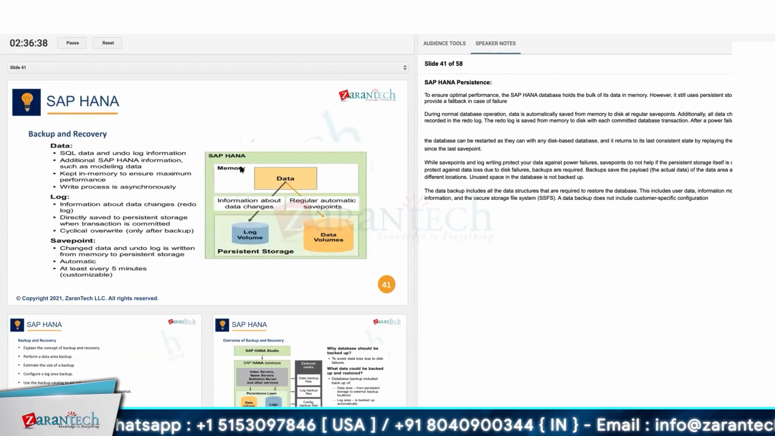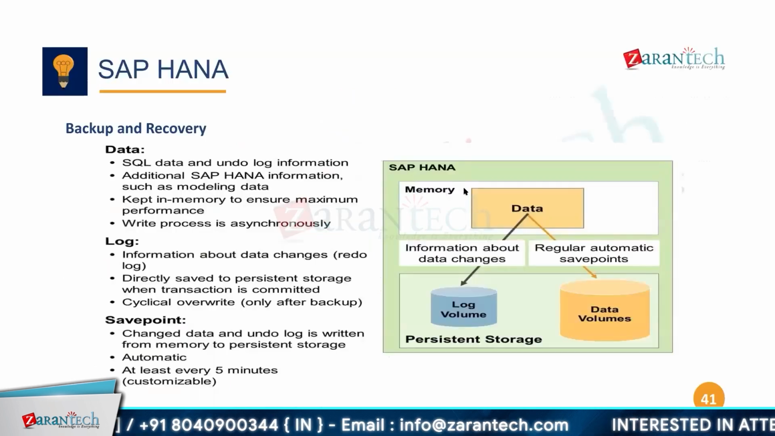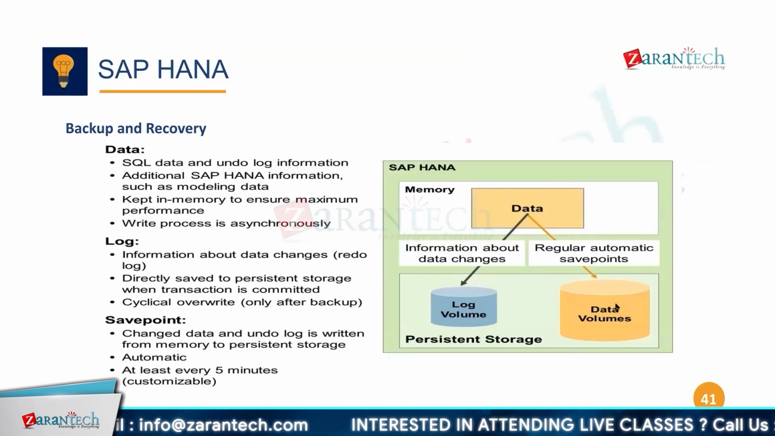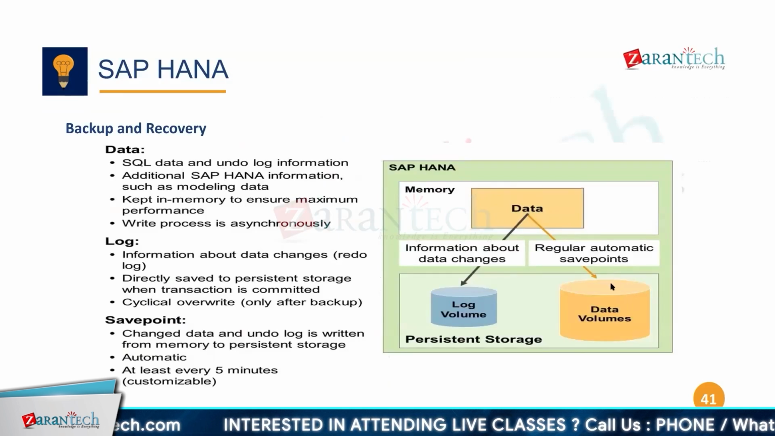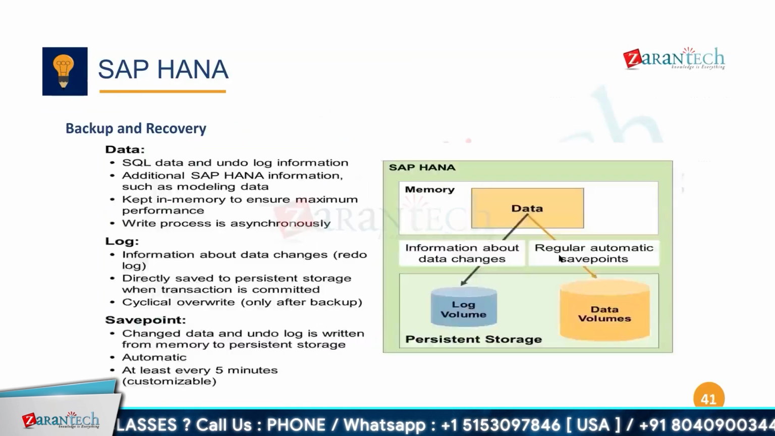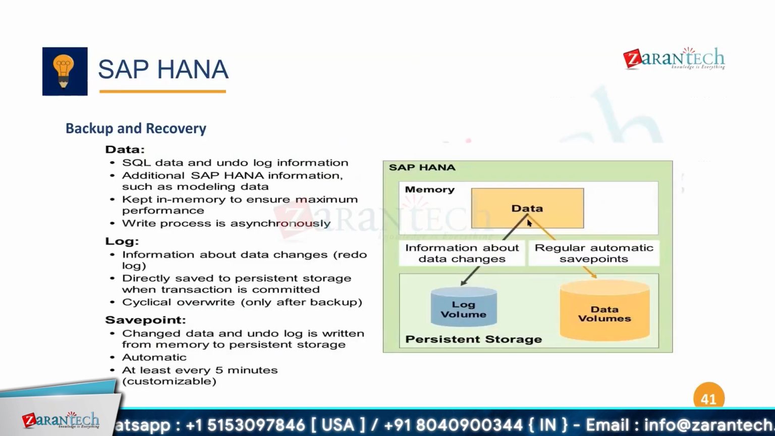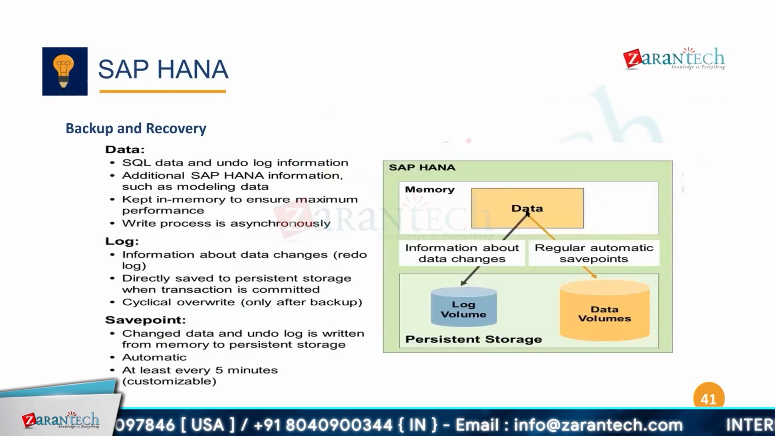Look at the diagram. From memory, data backup writes to the data volumes. So regular automatic savepoints, every 5 minutes, it takes the delta data and writes to the data volumes. Okay. And then the log volume. Whatever changes are happening now, every fraction of a second, those will be synchronously written to the log volumes. Okay. That is the thing.